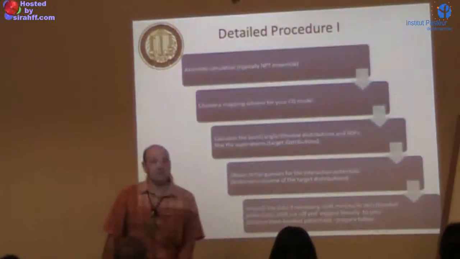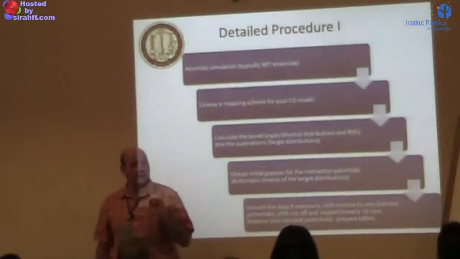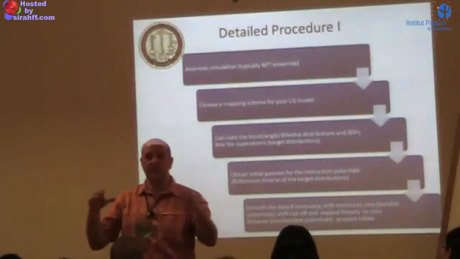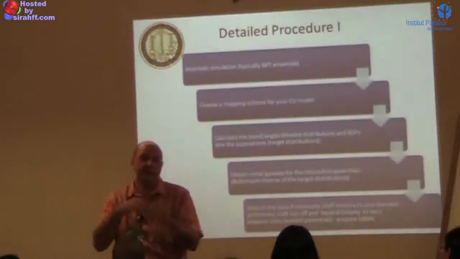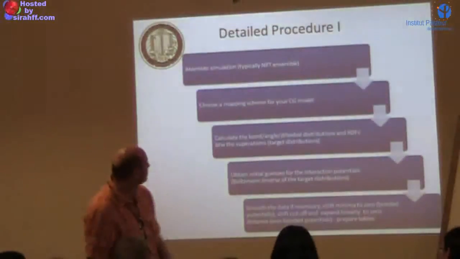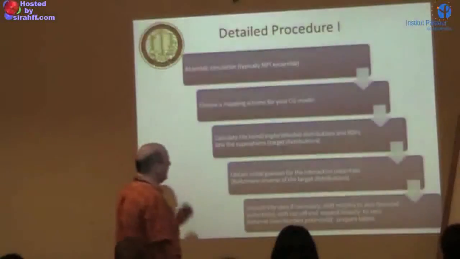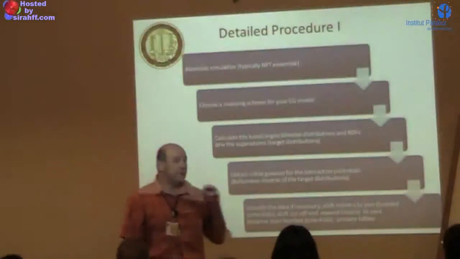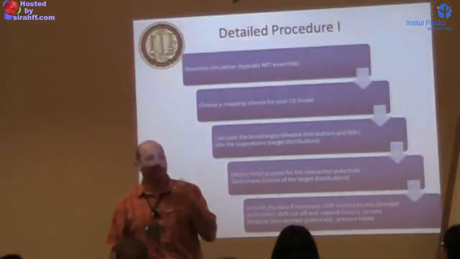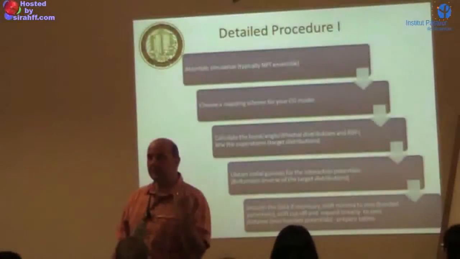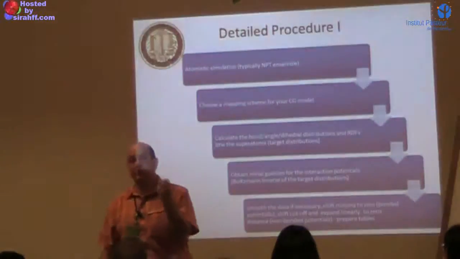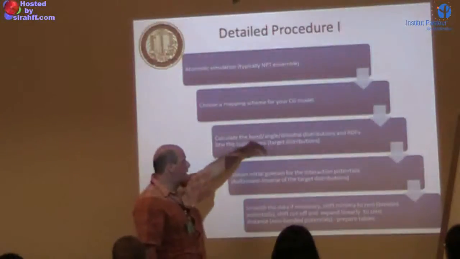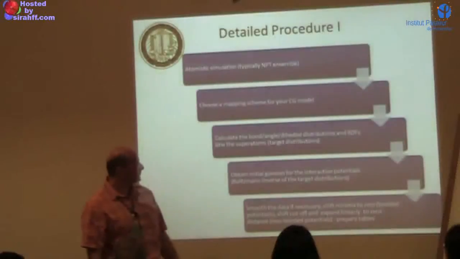Then we choose the mapping scheme, as we discussed before. So before you do anything, that's the second step. You do your atomistic simulation, then you choose your mapping scheme. Then you calculate the bond angle, dihedral distributions, and the RDFs between what we typically call the superatoms. They are the four-string signs. We call them superatoms. That are our target distribution.